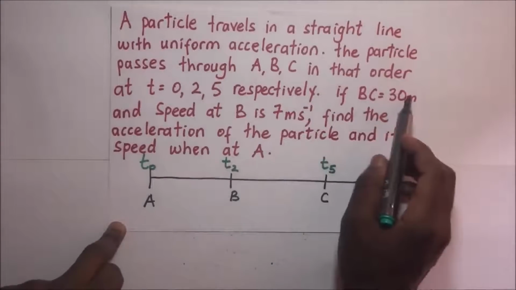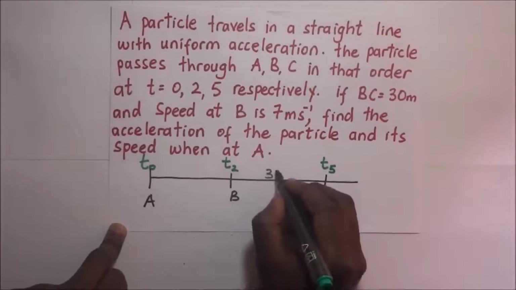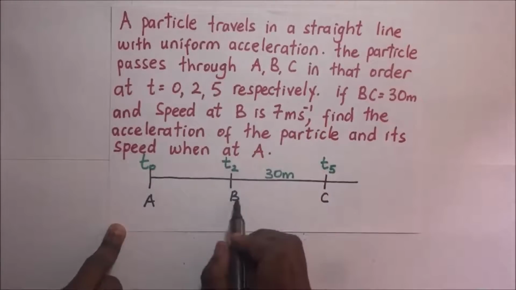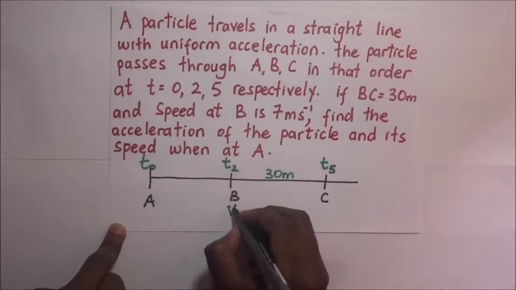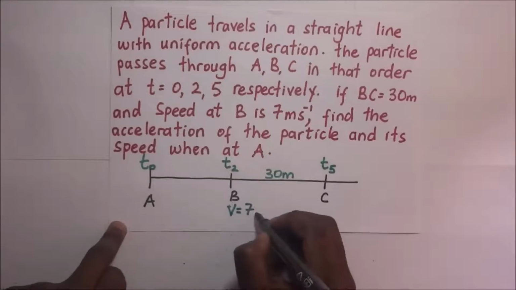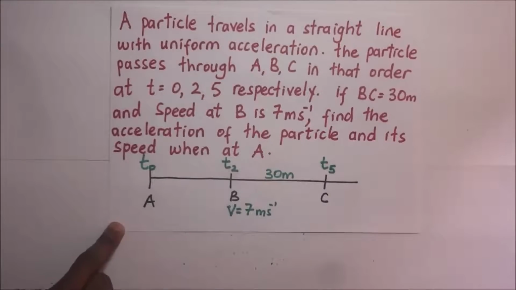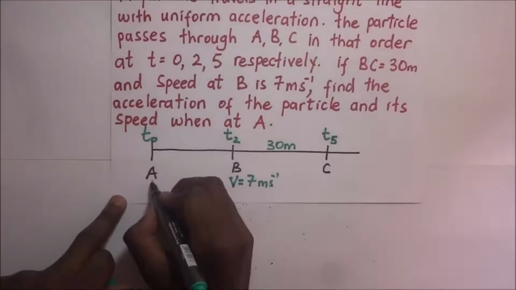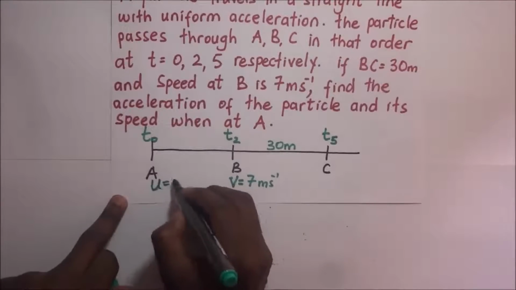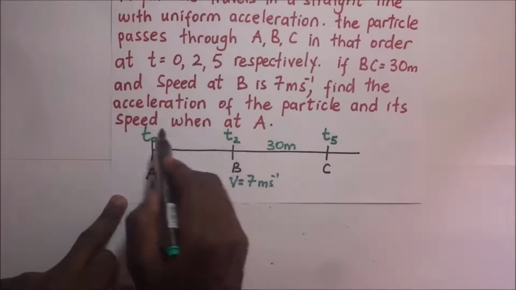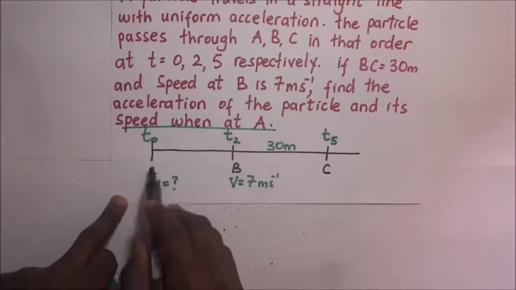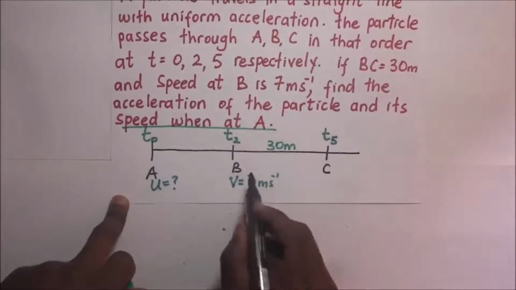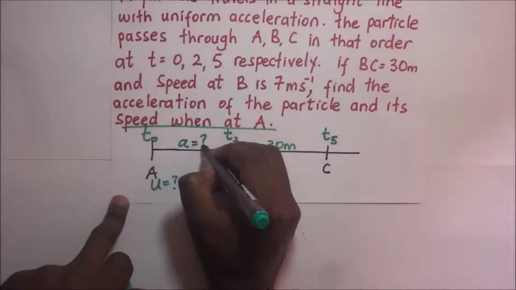So if BC is 30 meters, from here to here, it's 30 meters, and the speed at B, let's call it final velocity V, is 7 meters per second. Find the acceleration of the particle and its speed at A. So they want you to find the initial velocity, which is the speed at A, and also the acceleration of the particle.